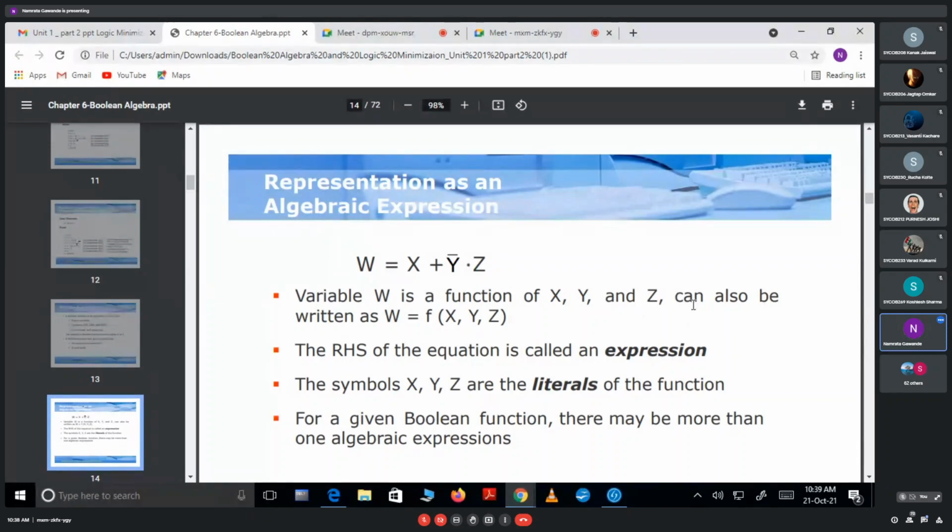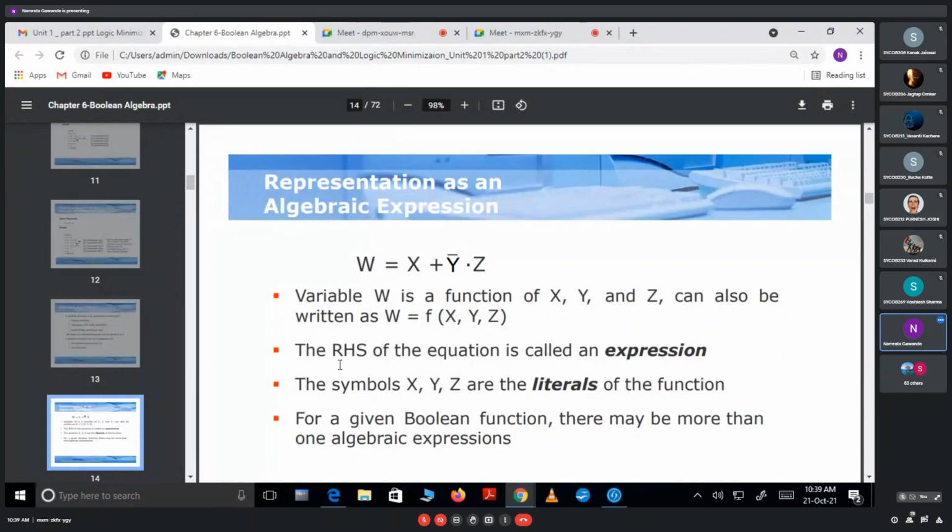This particular expression can also be written like this: W equal to f of x, y, z, where f indicates function, and in brackets x comma y comma z. So instead of W, I can also write f of x, y, z, because how many variables are there in this expression? We can see on the right side 3: x, y, z. So this is a function of x, y and z.